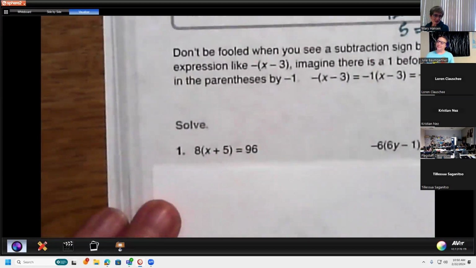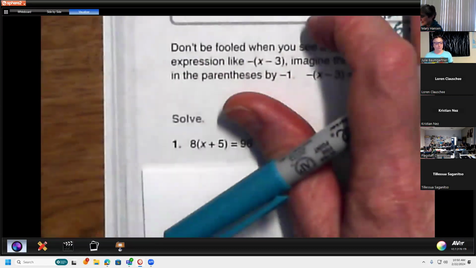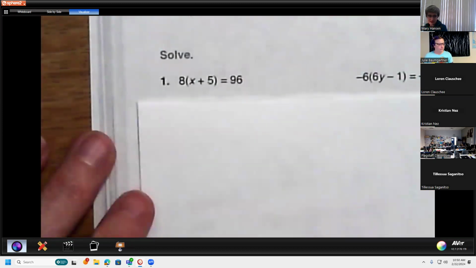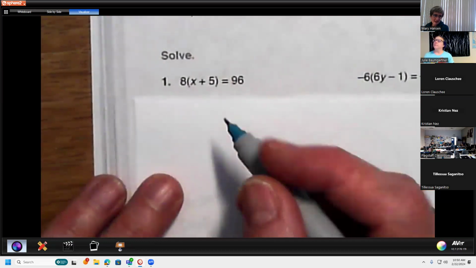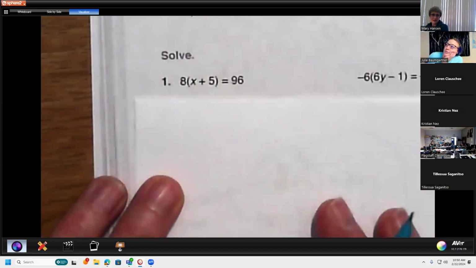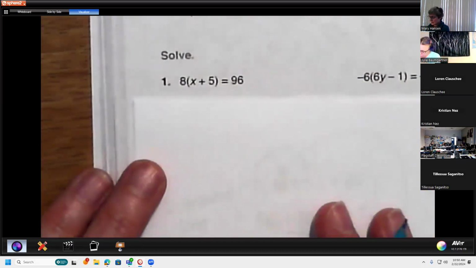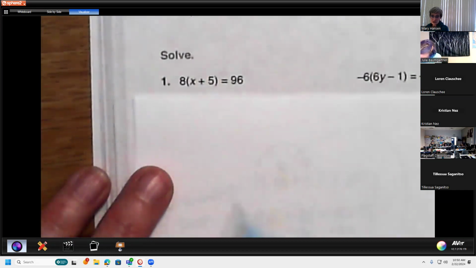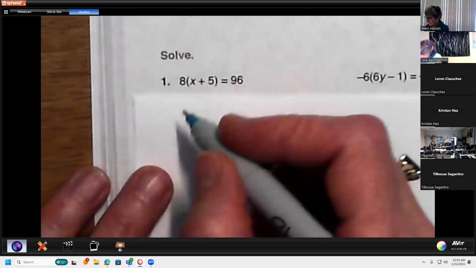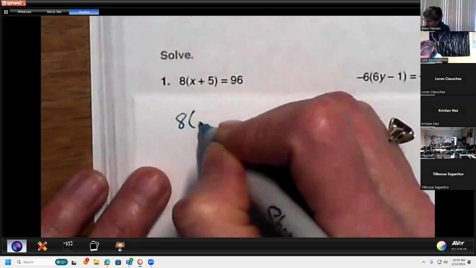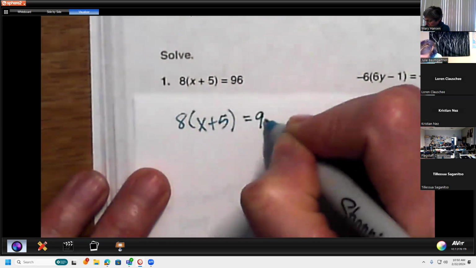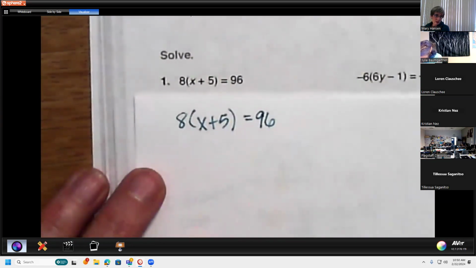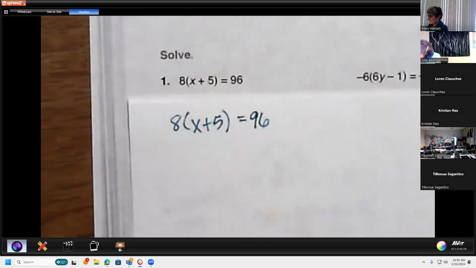Okay, so let's take a look. We're going to do a few together. And now is the time when I'm going to start asking you to give me some input. That's not to make you nervous or feel bad. If we can start generating some suggestions from you, that helps me see where we are doing well and where we may need a little bit more help.